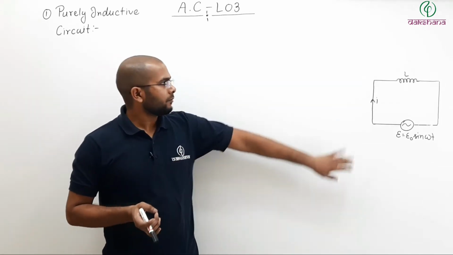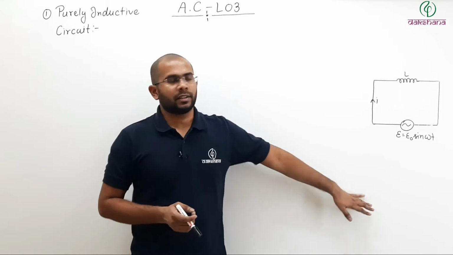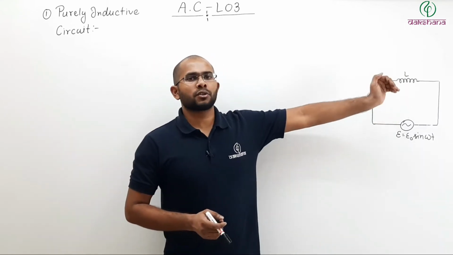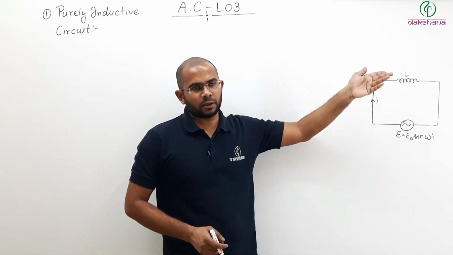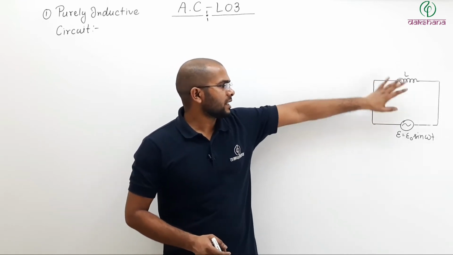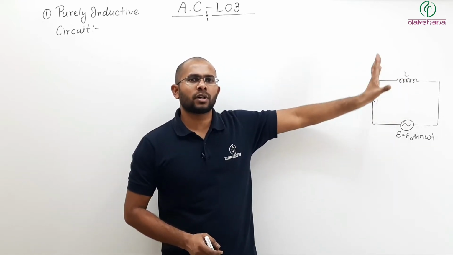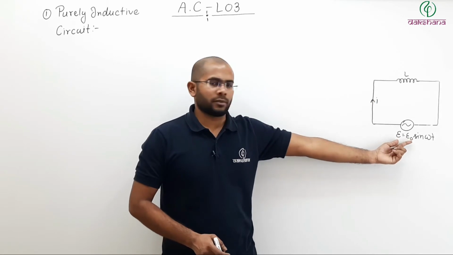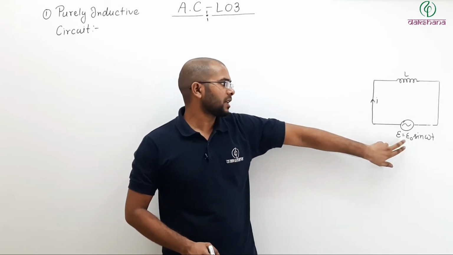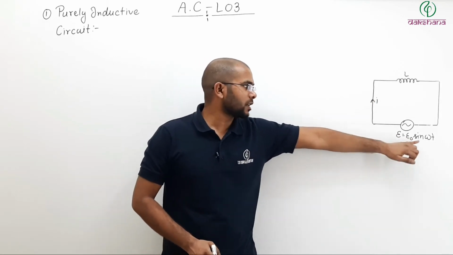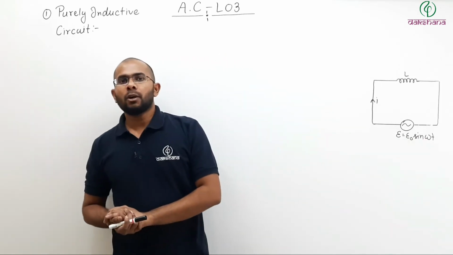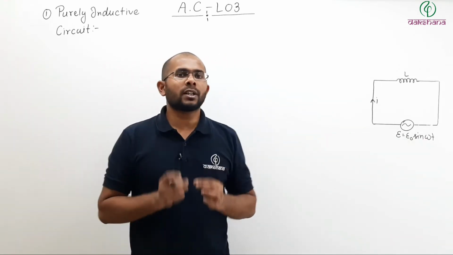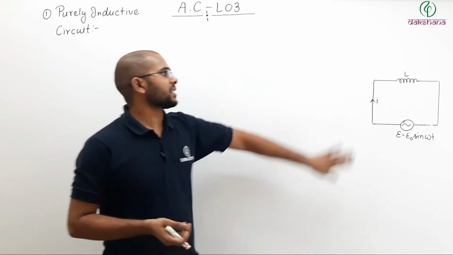So here we have a purely inductive circuit. There is an inductor. It is assumed that the resistance of the inductor is 0. There are connecting wires and it is assumed that the connecting wires have 0 resistance. There is a power source, and the power source has EMF or potential supplied as E naught sine omega t. Now let us try to find what would be the current in this case.